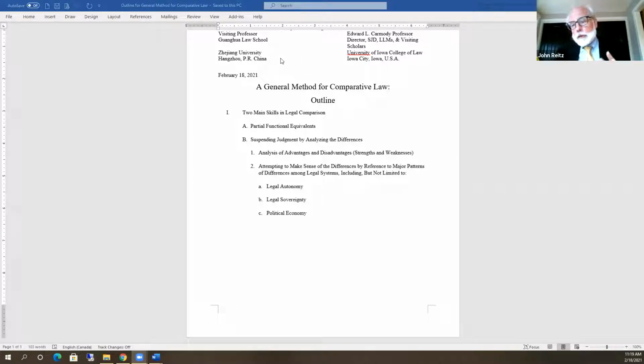So going back to starting to apply this method in the system, let me say that I've already talked about how my idea of partial functional equivalence is modeled on translation, and I would just give an example. A trivial example is the Chinese word dongxi. Dongxi, east-west.